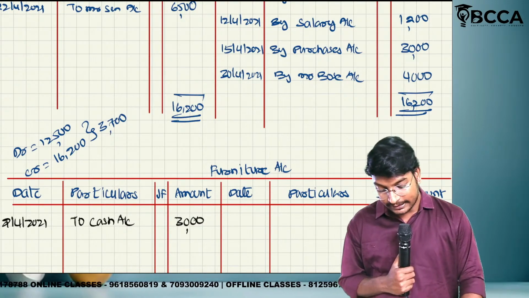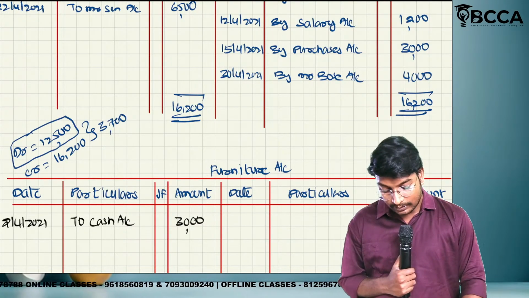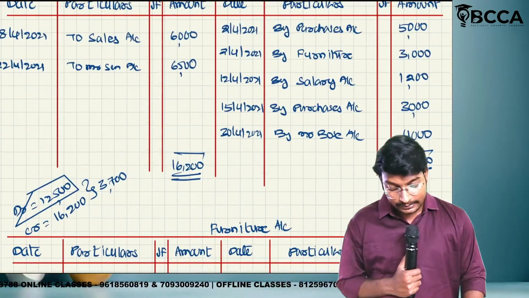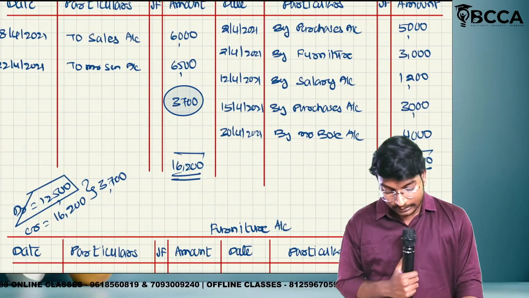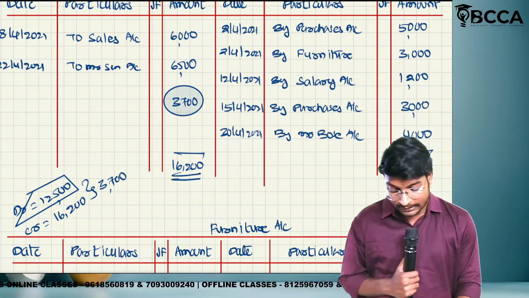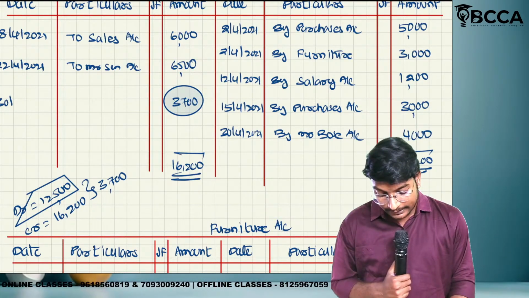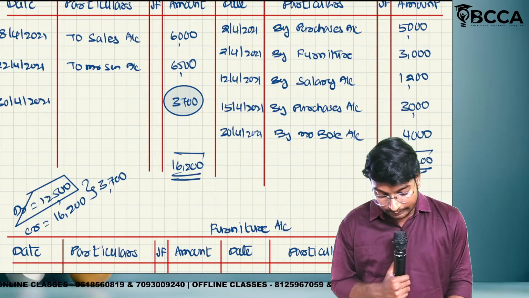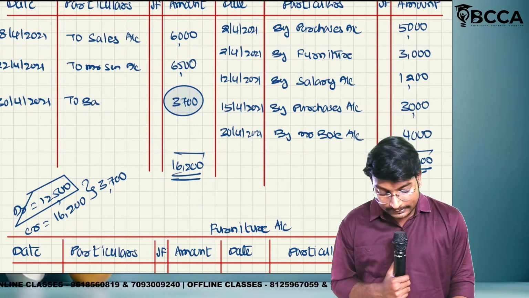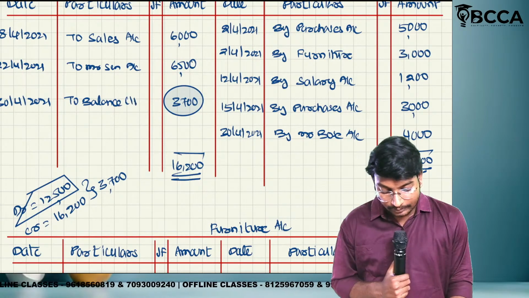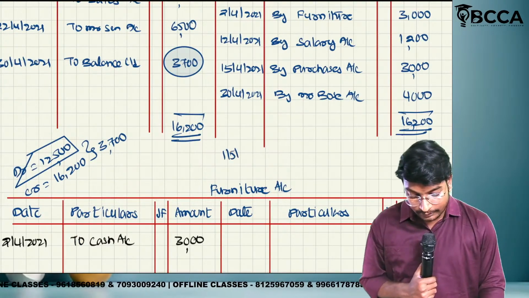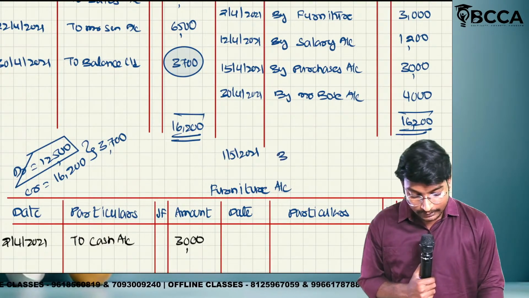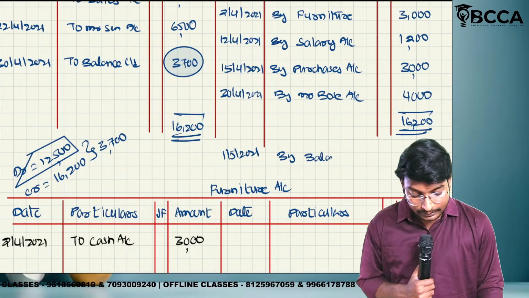3,700 should be recorded in the lowest side. What is the lowest side here? Debit side is the lowest side. This 3,700 is called as what? Balancing figure. Okay guys, balancing figure. What is the current month ending? 30th April 2021, to balance carried on. Okay. Next, what is the next month beginning? 1/5/2021, by balance brought down.